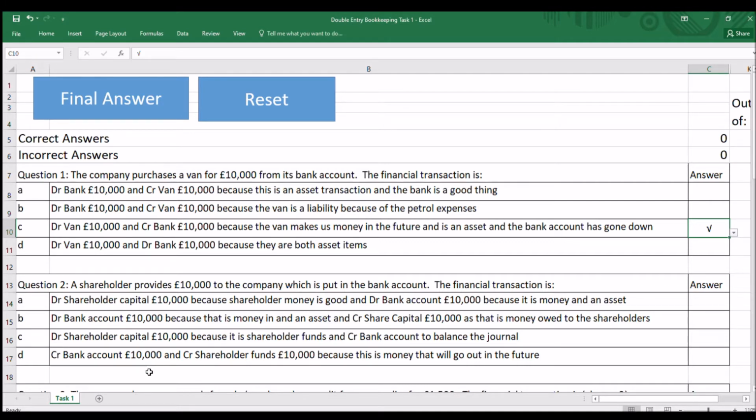Question 2. A shareholder provides £10,000 to the company, which is put in the bank account. The financial transaction is, what are the debits and credits?